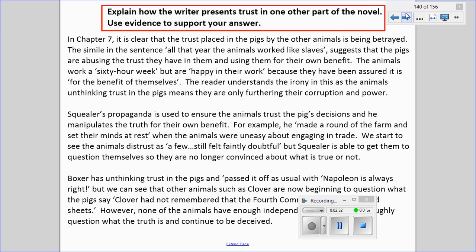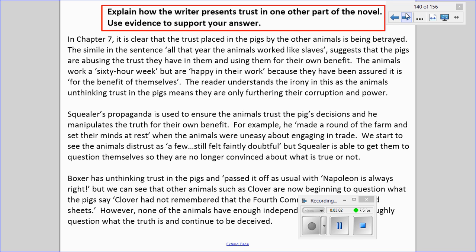This is an example question for you: explain how the writer presents trust in one other part of the novel, and use evidence to support your answer. So when you've found that extract, you need to, just like with all the other questions, be finding quotations to support your point. At the beginning of your answer, you need to say what part of the novel you've chosen. So in chapter 7, or it could be at the beginning of the novel when this happens. So describe what happens so the examiner knows what you're talking about.